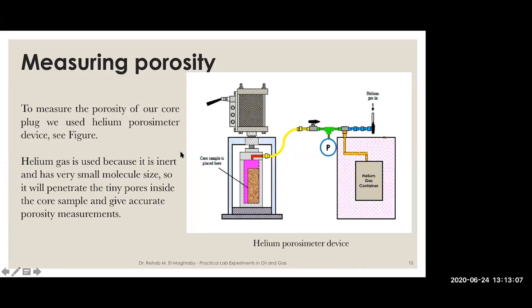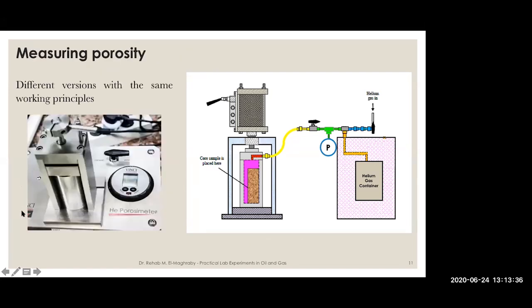The helium porosimeter is composed of two containers. The first is a container where you place your core plug. You open this container, place your core plug in, and close the container. This is the hydraulic piston, or it can be a manual piston. And you have another container containing helium. You fill this container with helium. This is an example of the shape of a helium porosimeter device. There are many versions and many suppliers for helium porosimeters, but they work on the same principle.